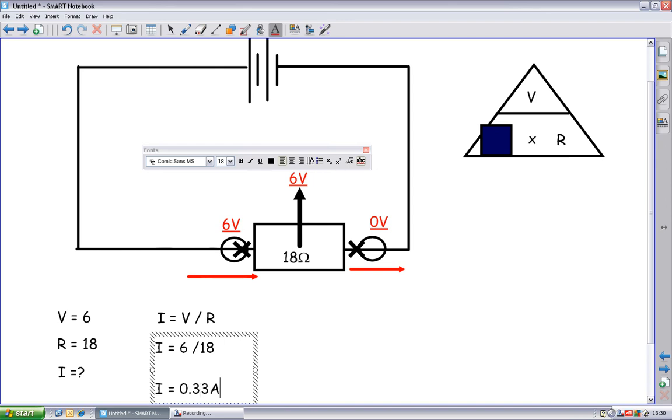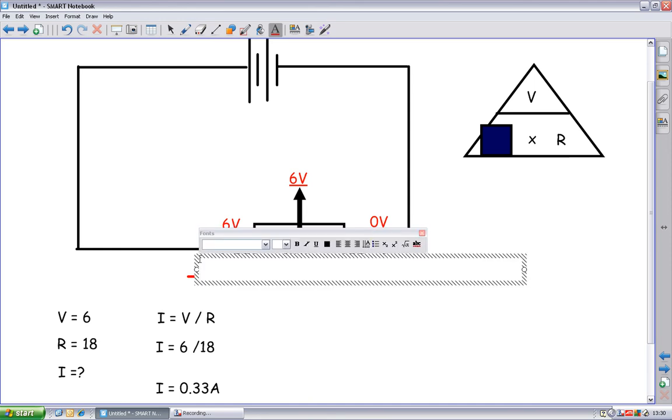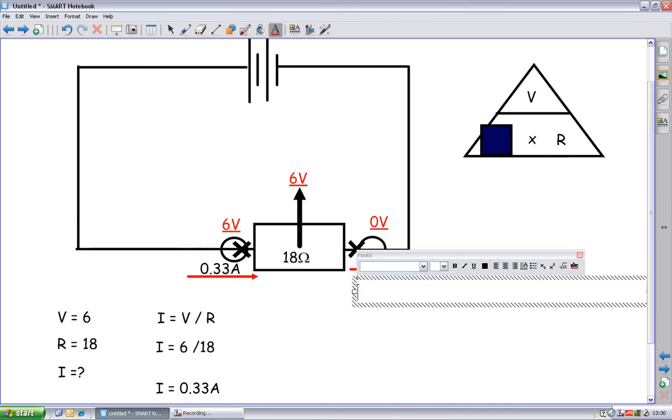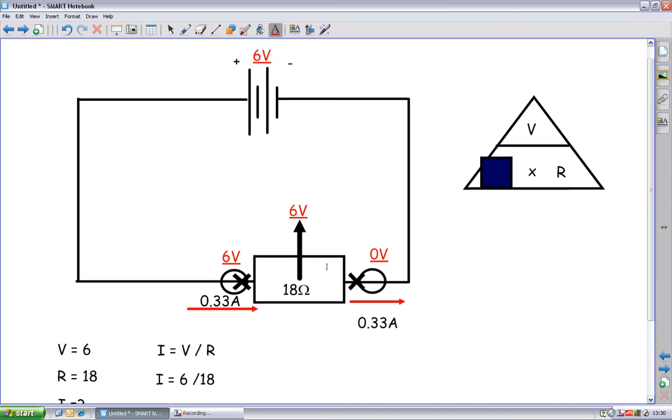So I know now that my current going in here is 0.33 amps, and because there is no choice for where my current goes to, I know that the current coming out of here is also 0.33 amps, and actually at any given point on this series circuit, the current will be 0.33 amps. In part 2, we will discuss what happens when we have multiple resistors in series.